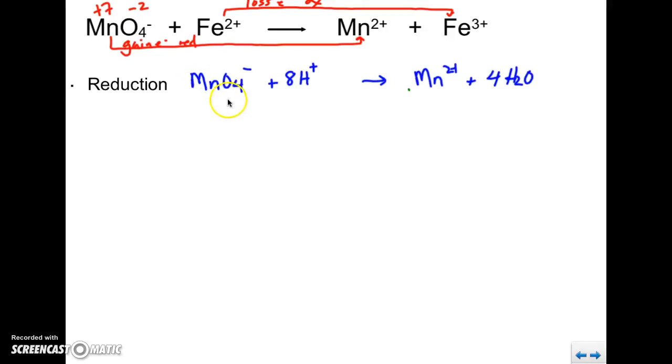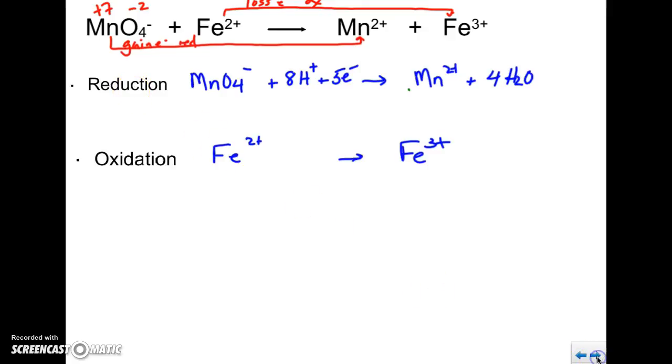To do this, you want to notice that there is a 7+ charge here, because here you got a negative charge and you got 8 hydrogens, so that's an 8+ charge. That results in a 7+ charge. On this side, you have a +2 charge. So you are going to have to add 5 electrons. Now your net charge is +2 on this side and +2 on the product side. Notice the electrons are on the reactant side, which is where you want them for reduction.